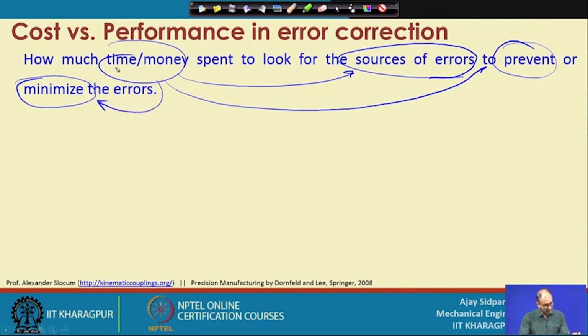So, how much money and time you can spend depends on the importance of that particular component or that particular machine. So, there is always a break-even between the time and money spent to correct or identify that error, and the benefit you get from correcting it. So, you should know that particular break-even, otherwise you are always wasting more time and money just finding or preventing an error which may not be important in different components, right.